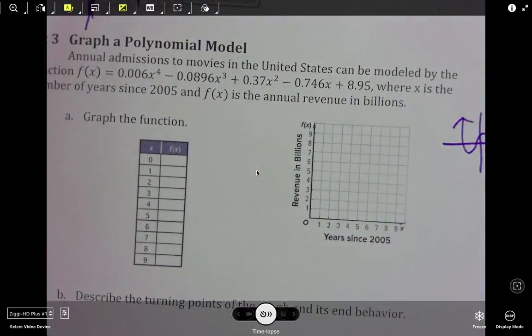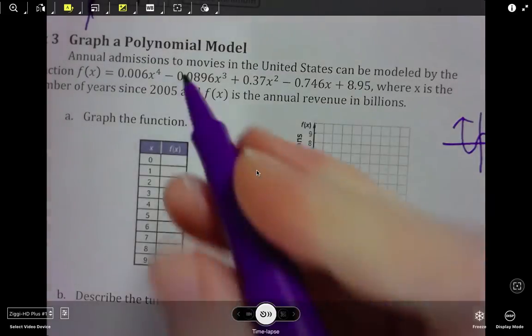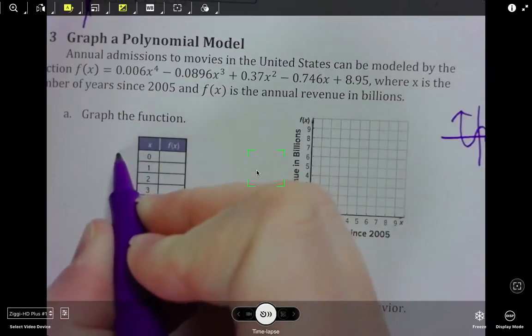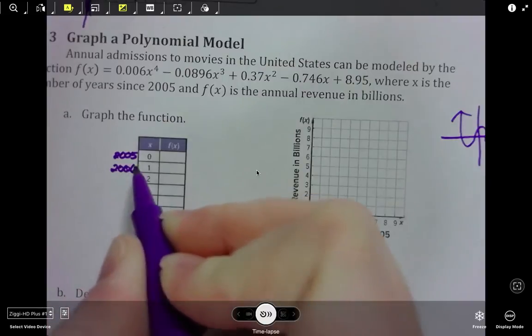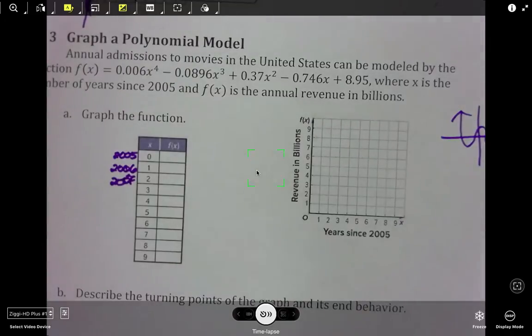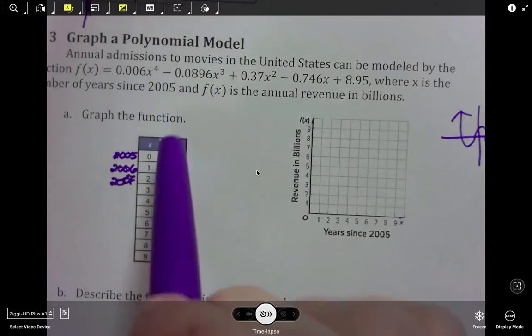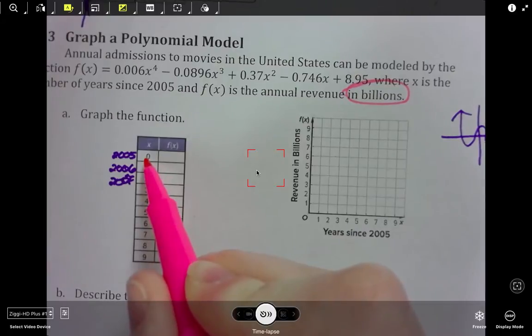But generally, that's what x to the 4th looks like, where x is the number of years since 2005, okay? So 0 would be the year 2005, 1 would be 2006, 2 would be 2007, and so on and so forth. So the years since 2005 is what those numbers are representing, all right? And the f of x is the annual revenue in billions of dollars, so that's good to note, in billions of dollars.